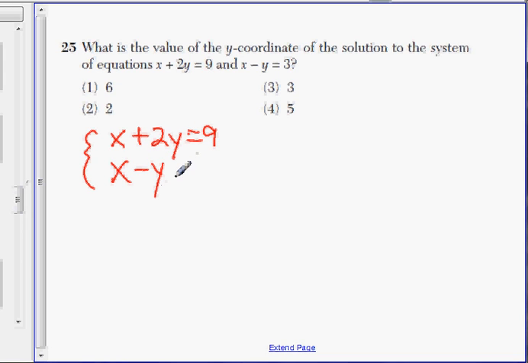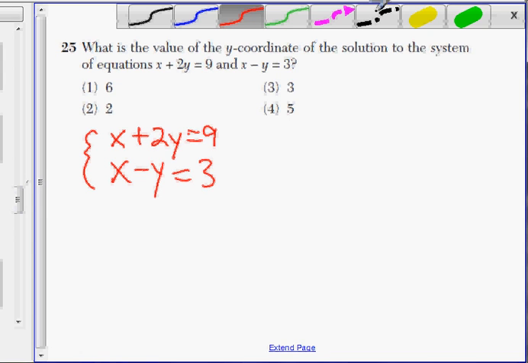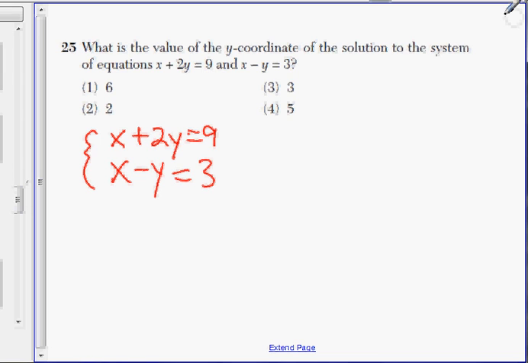X minus y equals 3. Right, this question might get kind of long, and it's actually quite a difficult one. First, I'm gonna use substitution to solve this, and I'm gonna transform the bottom equation over here. I'm just gonna rewrite it. Well, how does it look like if I added y on both sides?